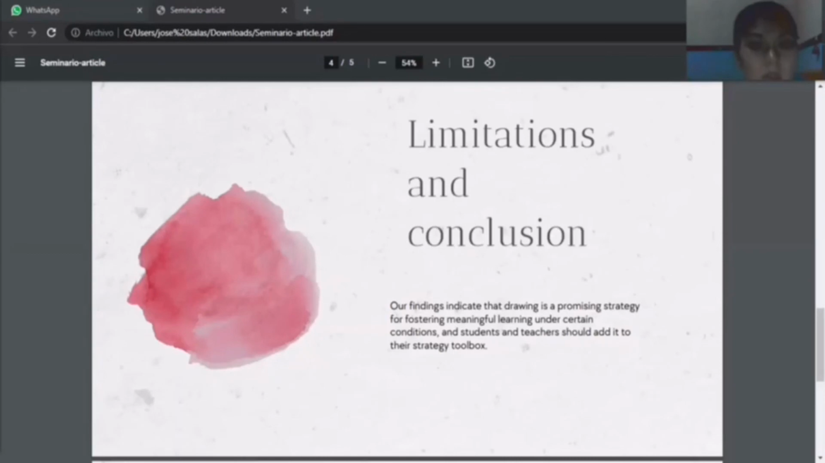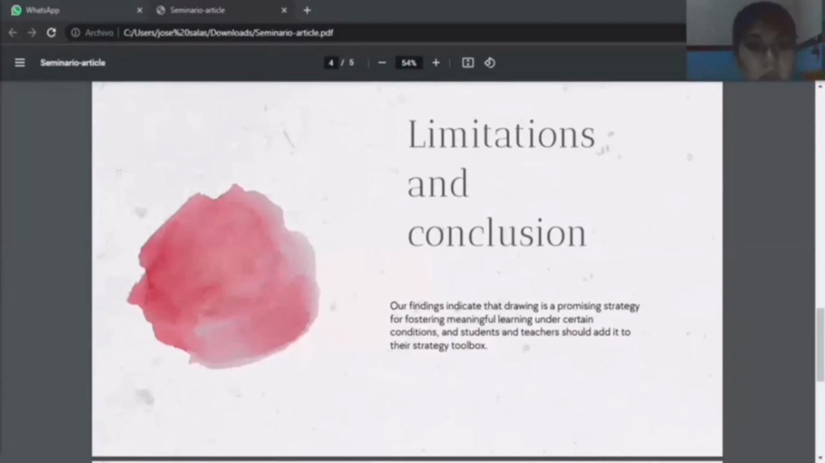In addition, there are some other factors that may affect the effectiveness of drawing, such as the complexity of the text, how the drawing is constructed, for example by hand or by computer, and the drawing ability. These are aspects that should be reviewed in further research.